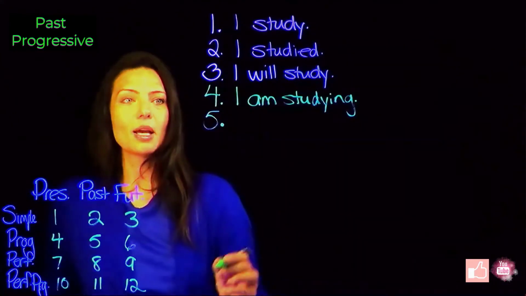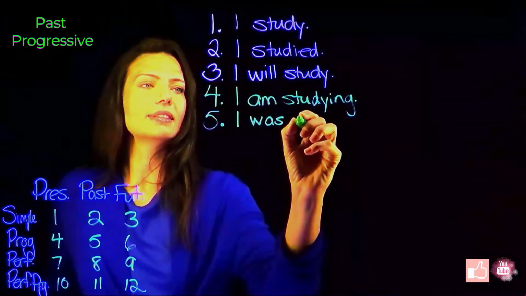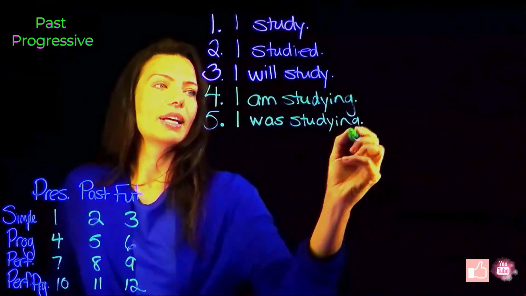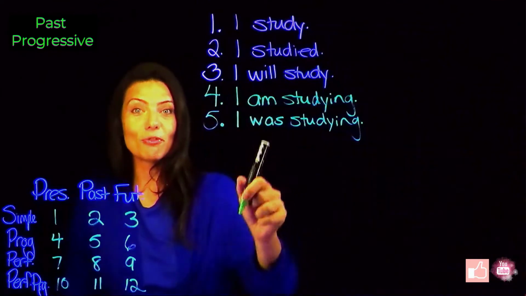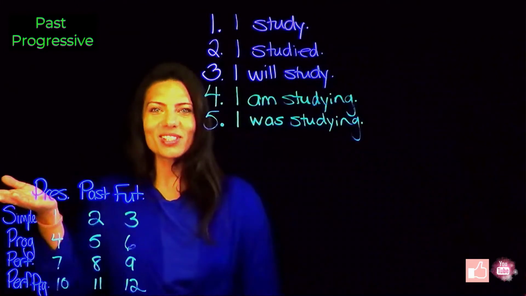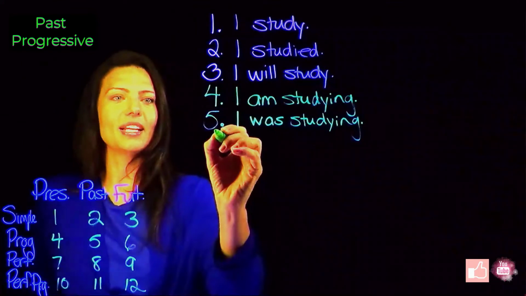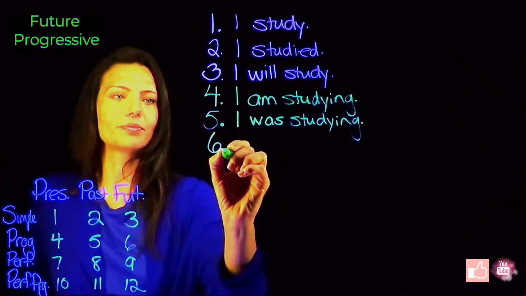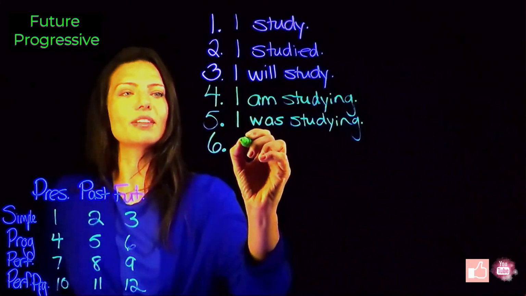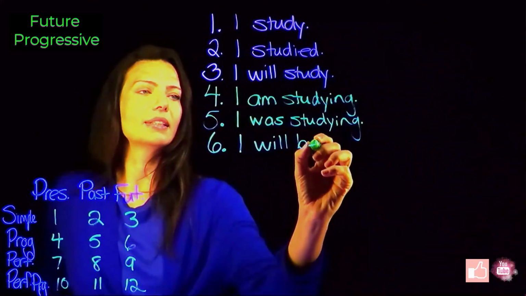Number 5. Also a progressive tense. Past. So I was studying when you called me. So in this case here, we're going to change the verb to be to the past according to the subject. So I was studying, they were studying, and then we're going to use verb ing. All right, next one, number 6. Number 6 is the future progressive. So I will be studying.